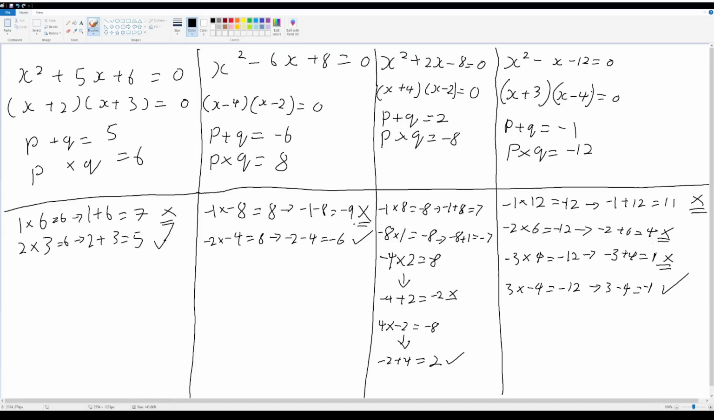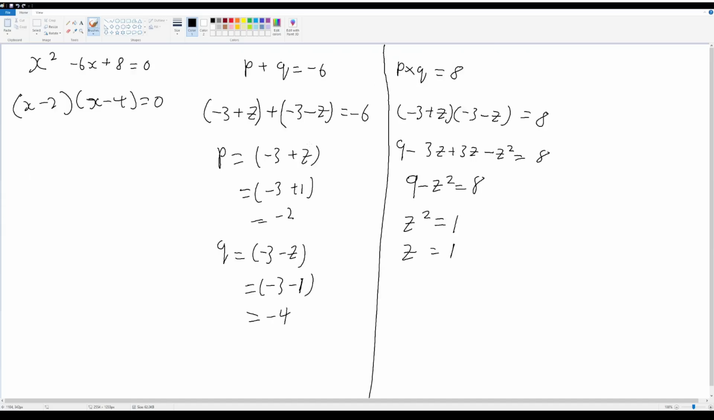Now the sum together equals 4. Doesn't work. Now we try again. Negative 3 times 4 equals 12. Okay, how about we sum it together? 1. Doesn't work. How about 3 times negative 4 equals negative 12? 3 minus 4 equals negative 1. That worked. So we put in the numbers.